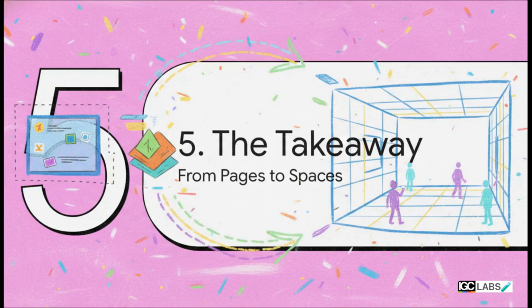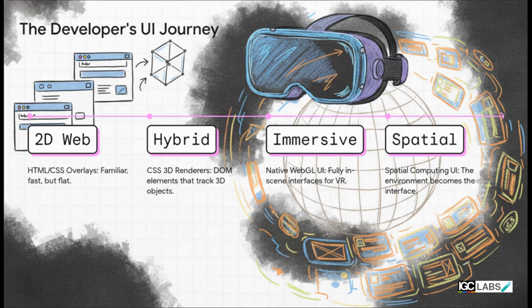Wow. Okay, so we have covered a lot of ground here, haven't we? We've gone from what are basically just stickers on a screen all the way to designing entire interfaces that we can literally walk around in. Let's just quickly recap this incredible journey. You can really see the evolution here. We started with the easiest path for the 2D web, just using HTML overlays. Then we got a little more clever for the hybrid web, using those CSS renderers to make our UI feel like it's part of the scene. For true immersion, for VR, we had to go fully native with WebGL. And that brings us right to today, the dawn of the spatial web, where we design interfaces not for screens, but for people.